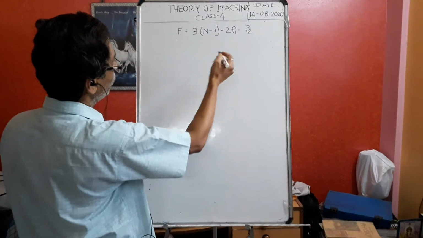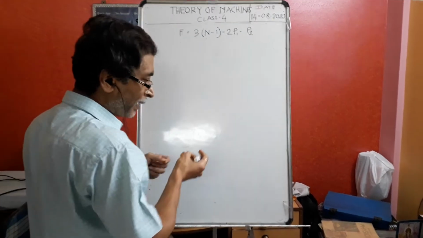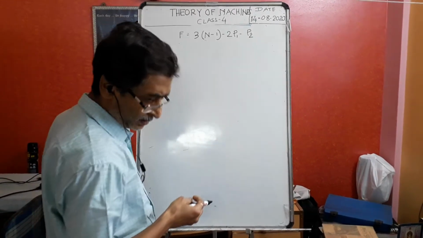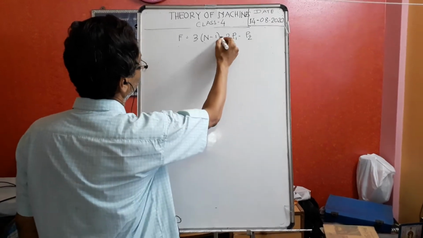What is n? n is the number of links. p1 is the number of pairs having 1 degree of freedom, and p2 is the number of pairs having 2 degrees of freedom.